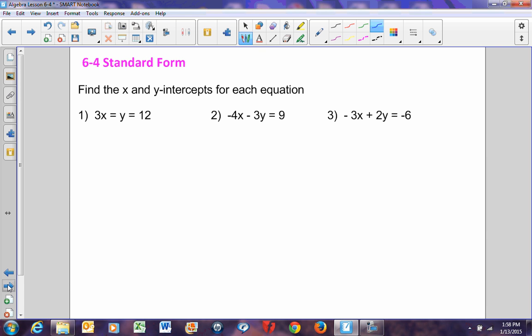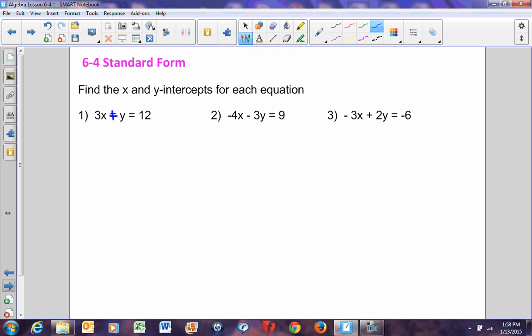All right, first thing we're going to do is find the x and y intercepts for each of these equations. Because if you can find the intercepts, you can graph. It's very, very simple. So let's look at this first equation, which is not written right. I should say 3x plus y equals 12. Let's change that really quickly. 3x plus y equals 12.